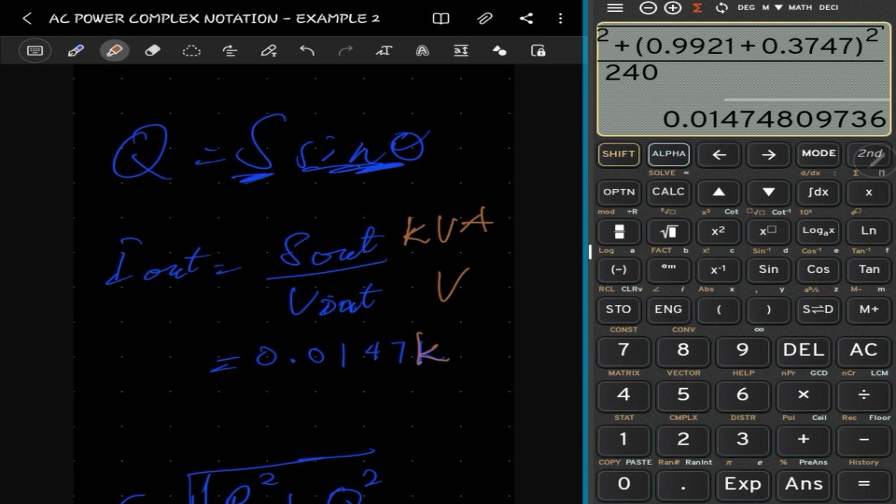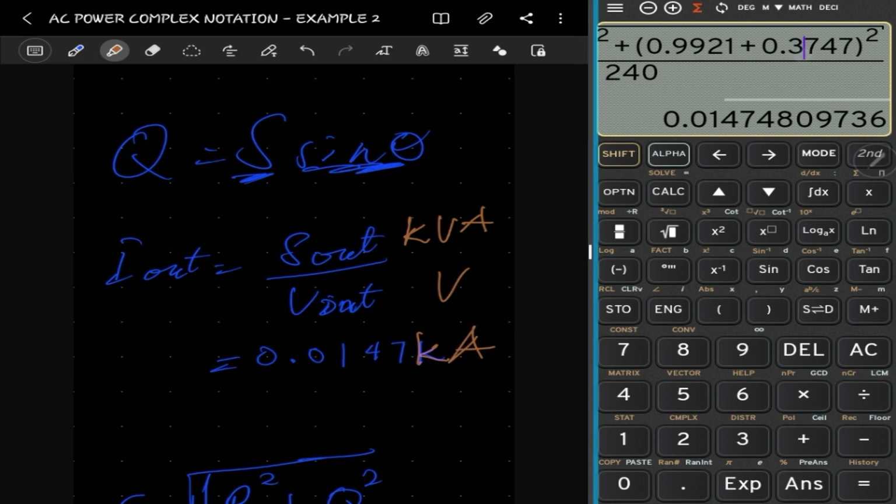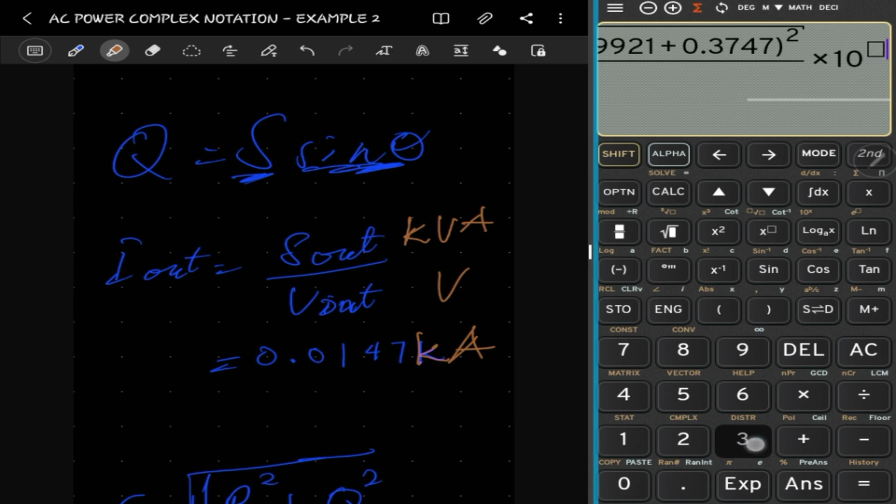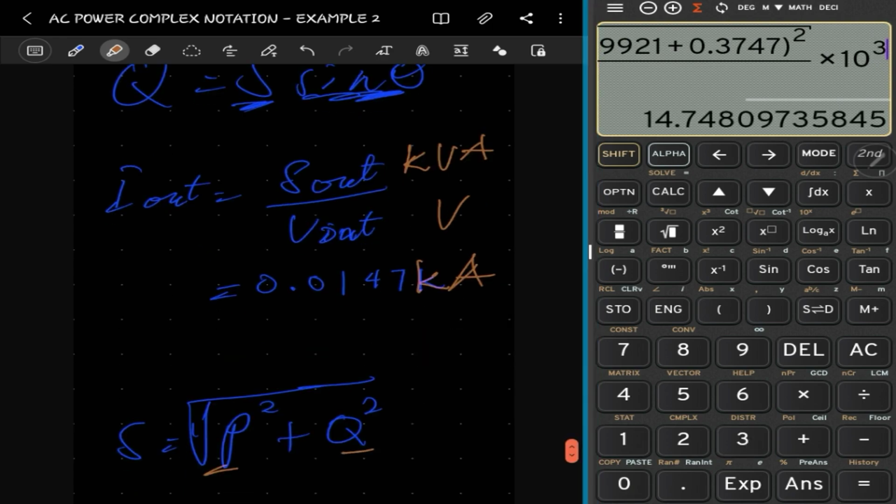Kilo. And then because it's current, we have what? Amperes. So if I multiply all this by 10 to the power 3, which is the kilo, right? And that will give me 14.7481, 4 dp. I choose to do it that way. Amperes, right? So that's what I get for the current.